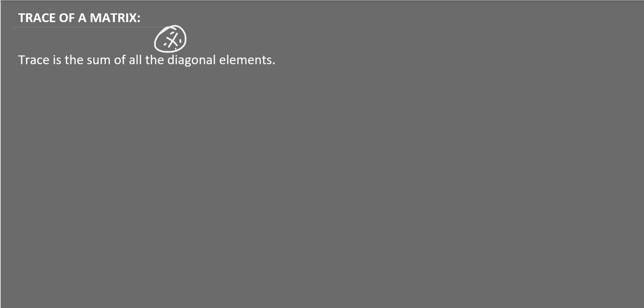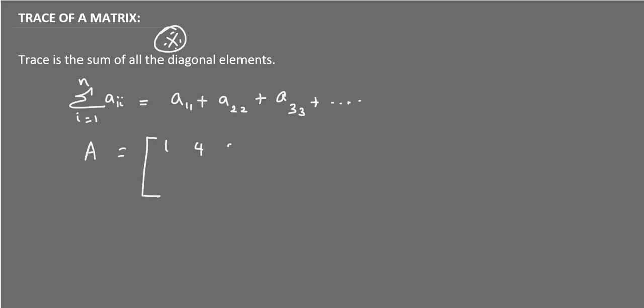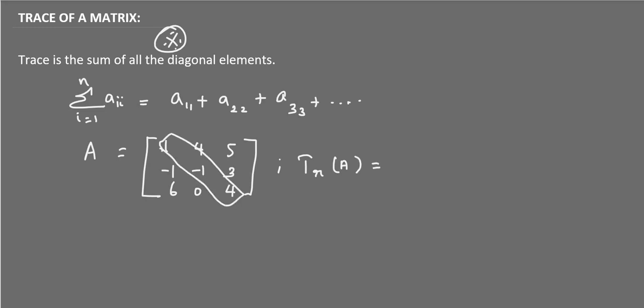Trace is the sum of all the diagonal elements of a matrix, given by the summation of i equals 1 to n of a_ii, which is equal to a11 plus a22 plus a33, and it goes on. For example, I take a square matrix A equal to [1 4 5; -1 3 6; 0 4]. Now I am going to find the trace of A. The trace of A is the sum of all the diagonal elements, so it is 1 minus 1 plus 4, which is equal to 4.